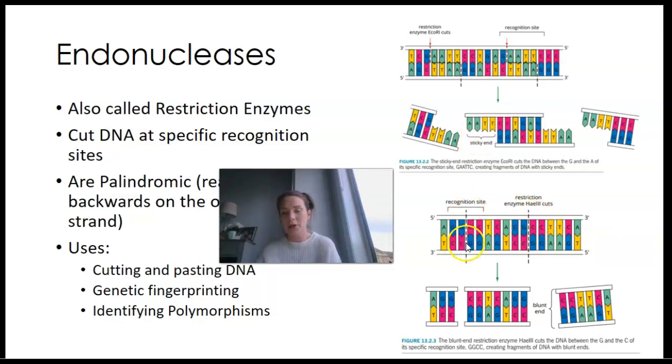This other sequence, the recognition sequence for this restriction enzyme, is GGCC, and on the other side, GGCC. Its cut is being made straight through the middle of that recognition sequence. So that means when the DNA separates, there is no overhanging sticky end.